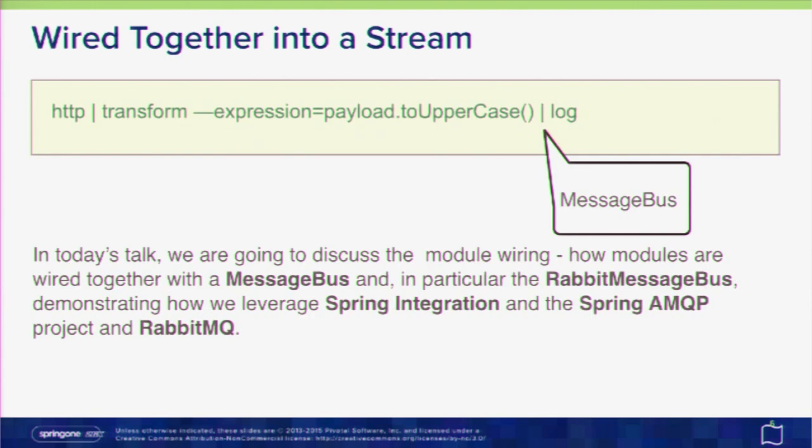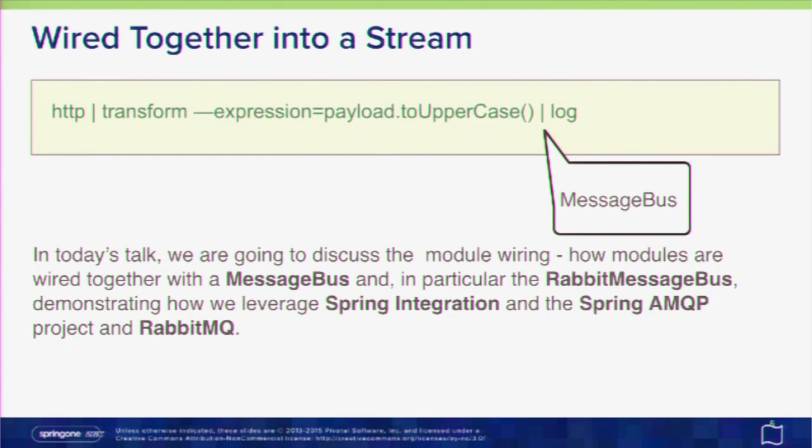There are obviously a number of out-of-the-box modules, and we wire them together into a stream. Here we have an HTTP source, some transformation that's performed on it by the transform processor, and we're just writing it to the log. And in XD terms, the pipe between the components is provided by a message bus. For the message bus, we have three implementations currently: the RabbitMQ message bus, a Redis-based bus, and a Kafka-based bus. In this talk, we're really only going to be talking about RabbitMQ.